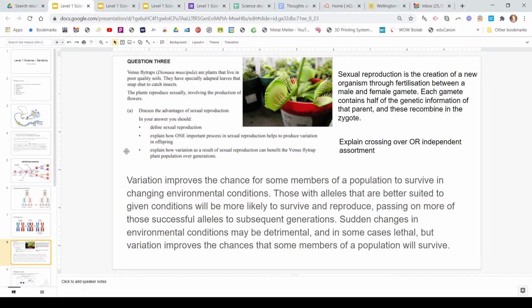And so the last part of that just says that sudden changes in the environment can be detrimental, that's like a bad effect, and in some cases lethal. But if we have variety in a population, then there's a good chance that some members of a population will survive, even as others die.